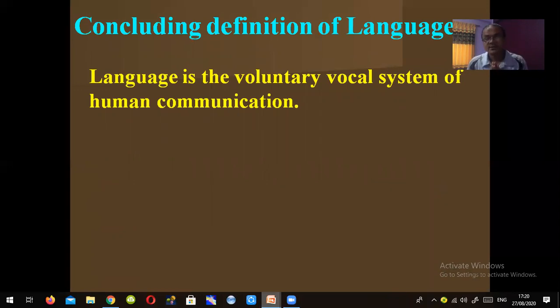So from this definition, what we can conclude is language is the voluntary vocal symbol system of human communication. We use language voluntarily for our communication, and it can have many features about which we are going to discuss right now. So simply we can conclude language as the voluntary vocal system of human communication.